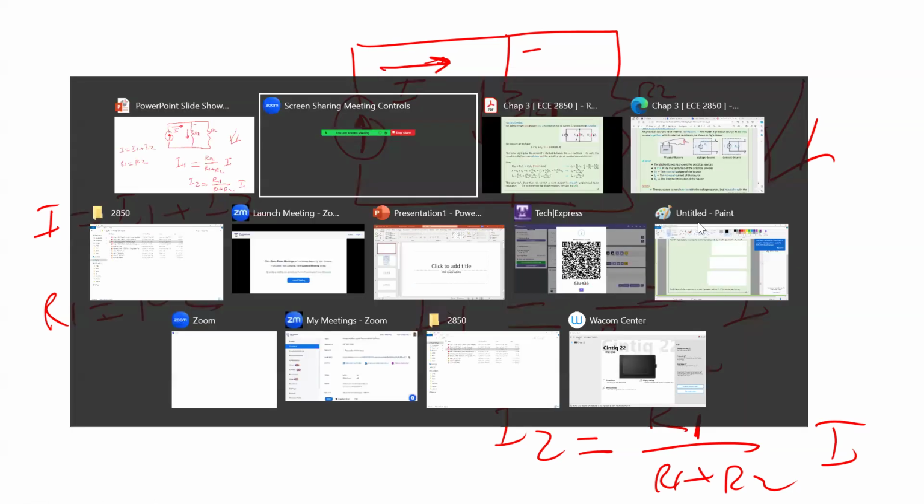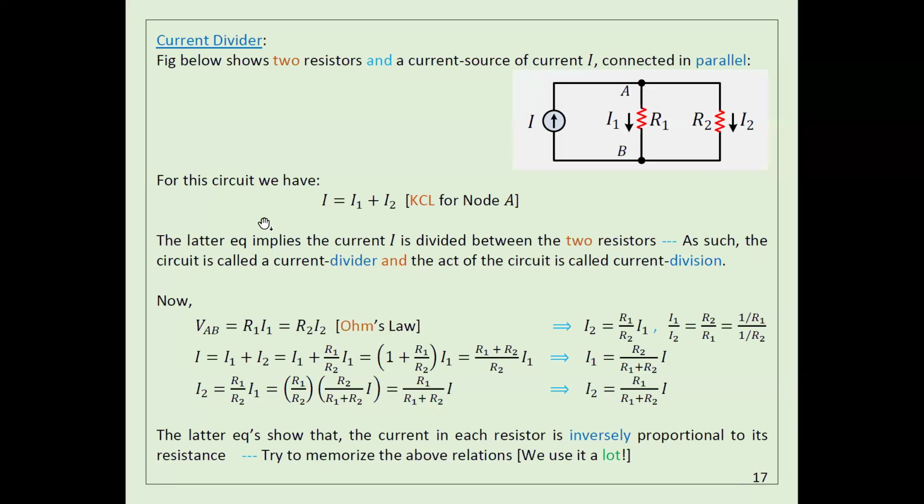So I'm going to show the proof for this one. As I told you, I should equal I1 plus I2. So the current I is going to split between I1 and I2. This is the first one, Kirchhoff's current law. The second one is voltage, Ohm's law. I told you the voltage here is called VAB, so the voltage here is equal to the voltage here. So I1 times R1, which is V1, is equal to V2 because they are parallel.